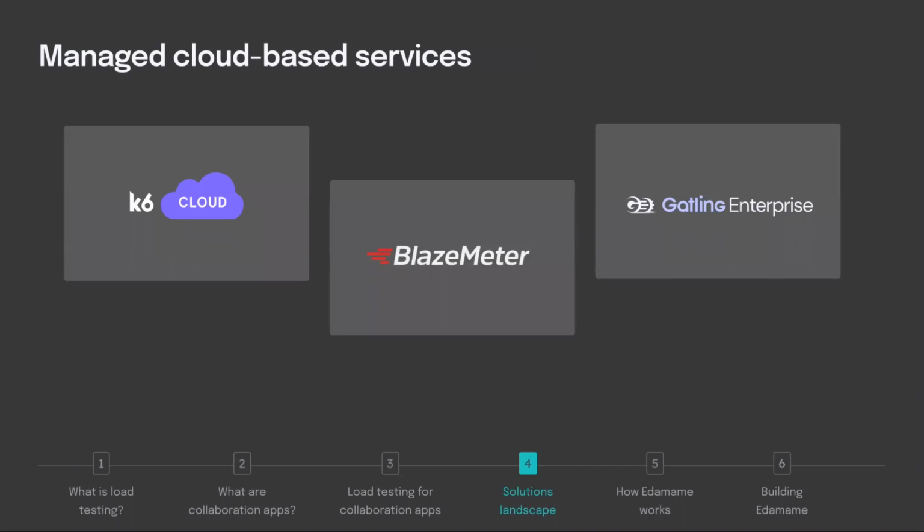Managed cloud-based services are solutions that run the distributed load test for you and handle all the complexities in the cloud. Now, there are a few well-known services like this. For example, K6 Cloud is a big one, so is BlazeMeter, as well as Gatling Enterprise. All of these services are provided by companies that offer open source load testing tools. For instance, K6 Cloud is powered by K6.